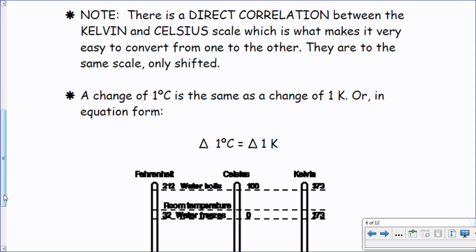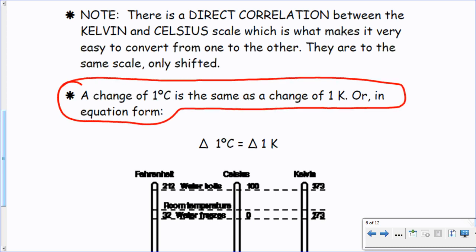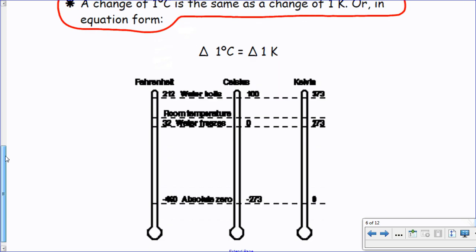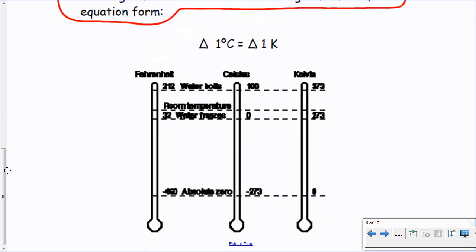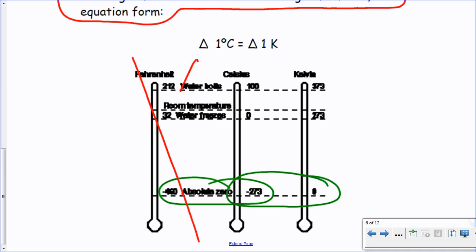I wrote this up above in brackets, but this is a very important thing to know. A change of 1 degree Celsius is the same as a change of 1 degree Kelvin. They're the same size degrees, but they start at different spots, as this picture illustrates. Absolute zero is negative 273 Celsius. I'm sorry, absolute Kelvin 0 is negative 273 Celsius, and we don't even use Fahrenheit. We don't even care about it. We only care about Celsius and Kelvin.